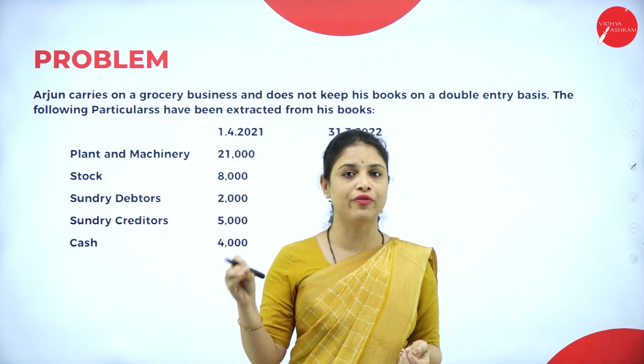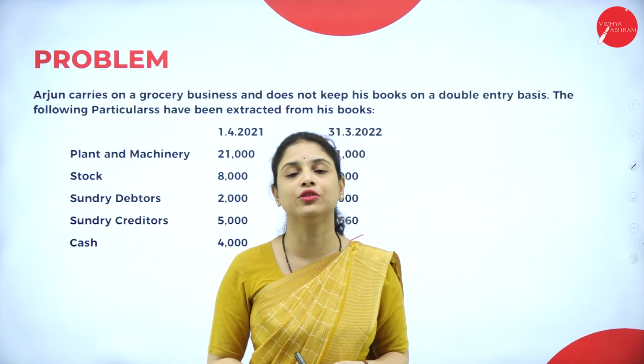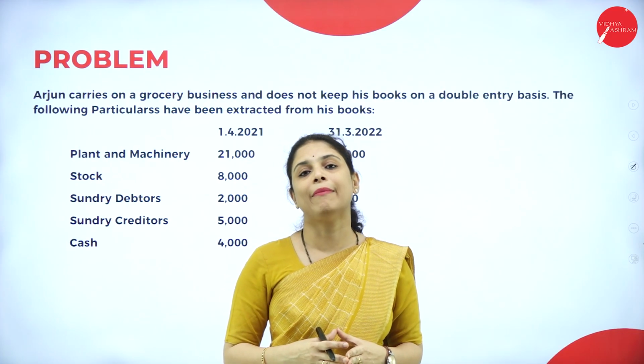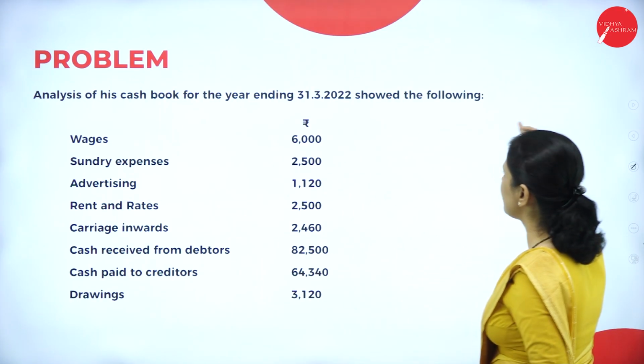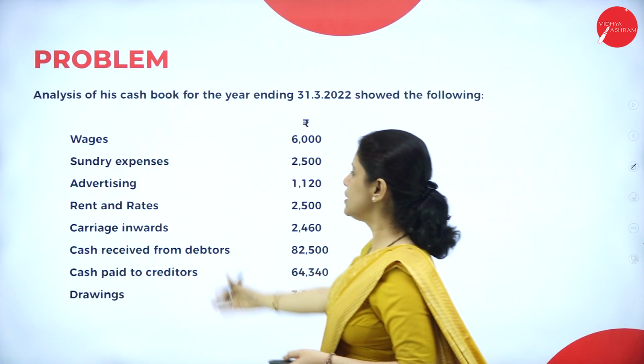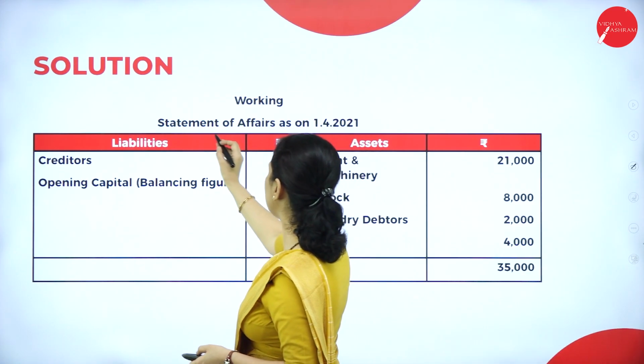After that, trading and profit and loss account. Why? To find out the gross profit and net profit. And lastly, we have to prepare the balance sheet to find out the financial position of the business. So here, analysis of cash book is also given. This is for cash book. And now let us do the statement of affairs.